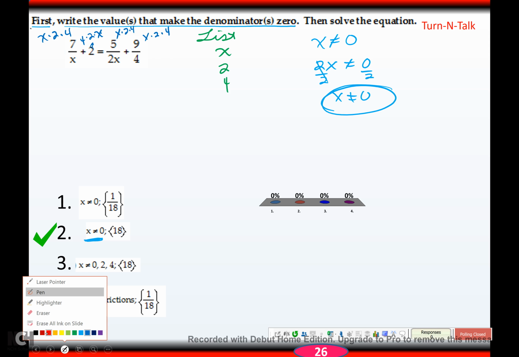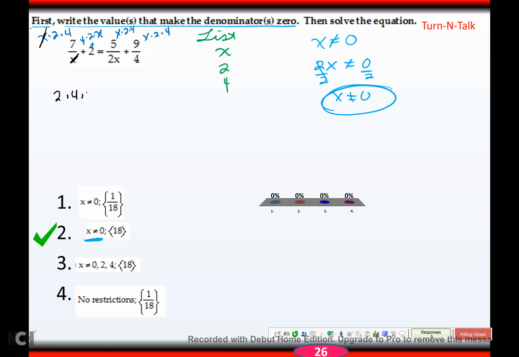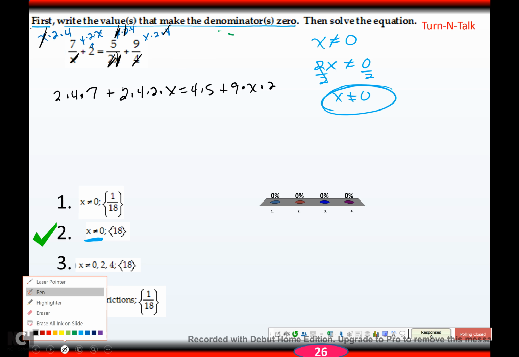All right, so now die or multiply. The x's cancel, and I'm left with 2 times 4 times 7. Nothing cancels here, so I'm left with 2 times 4 times 2 times x. Here, the x cancels and the 2 cancels, and I'm left with 4 times 5. And then here, the 4's cancel, so I'm left with 9 times x times 2. It might not be very pretty, but the fractions are gone.